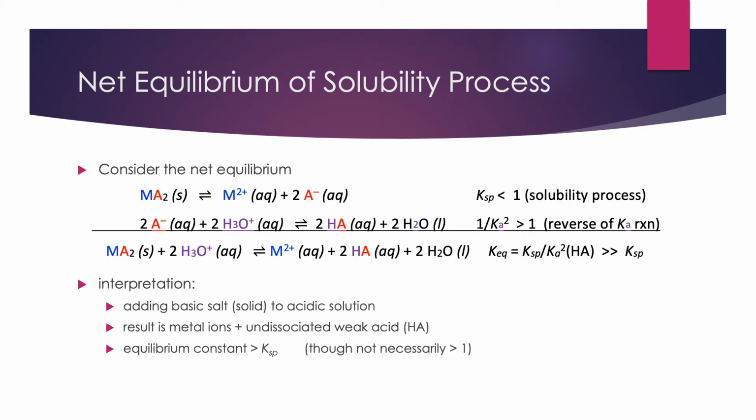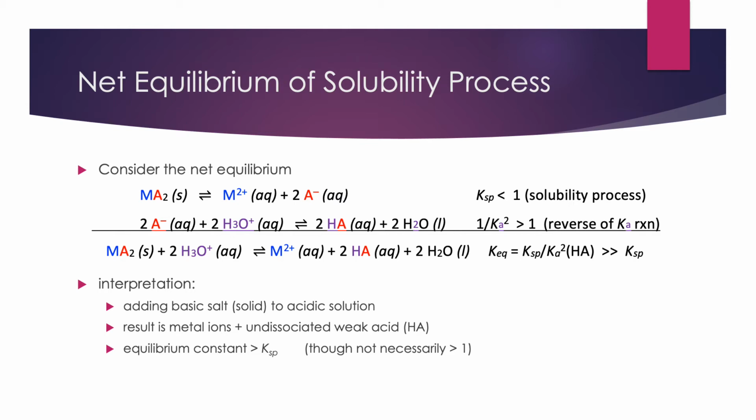So in other words, we have increased the effective KSP for this reaction, so we've increased the solubility. So what is our interpretation for all of this? We have added a basic salt as a solid to an acidic solution. The result is that it produces metal ions and undissociated weak acid.